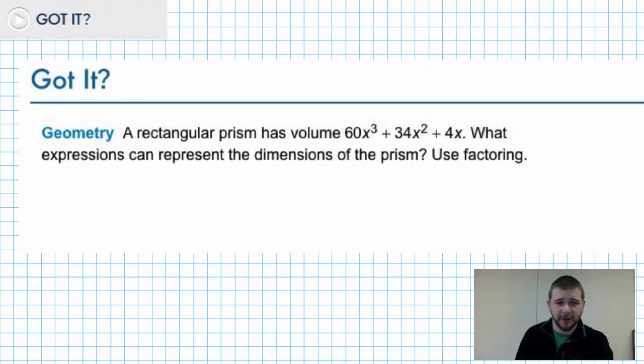An opportunity to show that you have got it. A rectangular prism has a volume 60x cubed plus 34x squared plus 4x. What expressions can represent the dimensions of the prism? Use factoring.